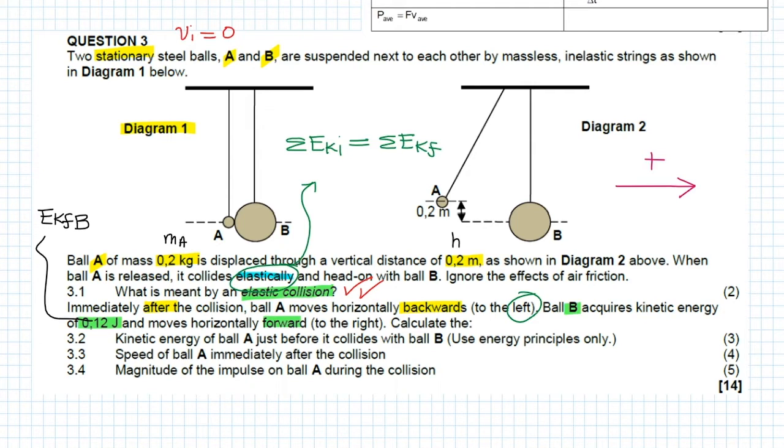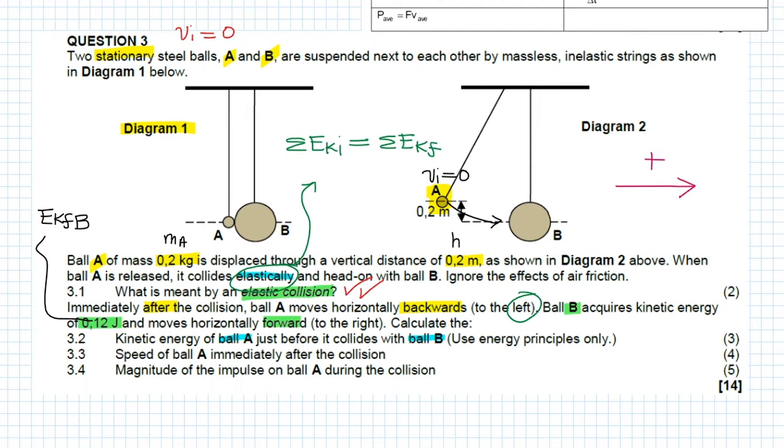Question 3.2 says, we need to calculate the kinetic energy of ball A just before it collides with ball B. Use energy principles only. Now, when we look at a problem like this, there are two events that take place. Firstly, ball A, which is at a height of 0.2 meters above the ground, is going to be released from rest, and it's going to swing downwards.